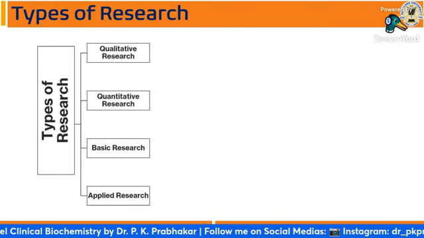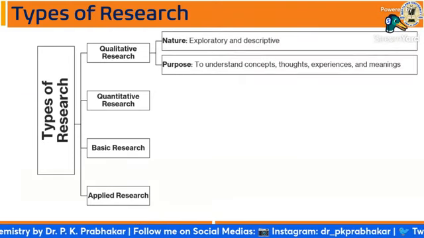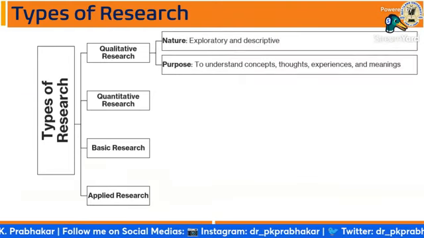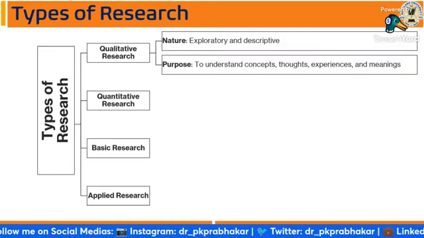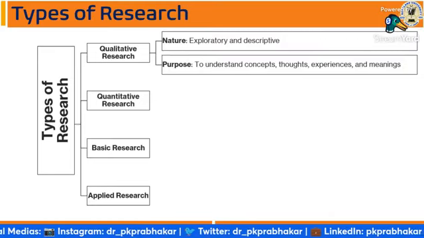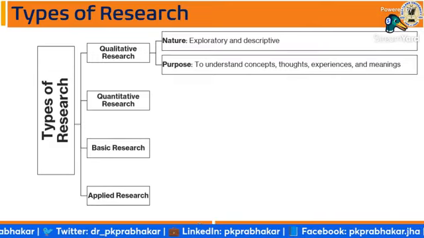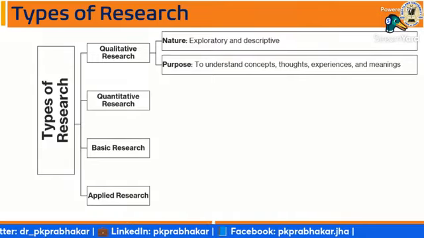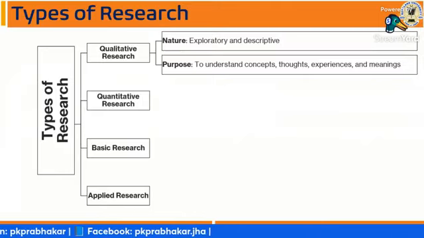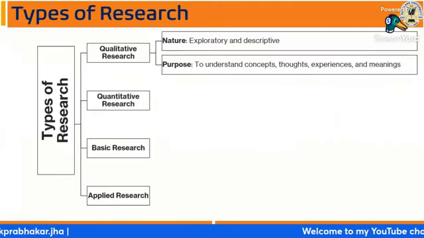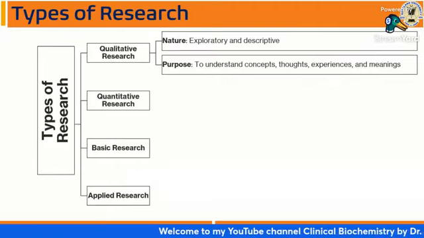If you see qualitative research, its nature is explanatory because it is based on quality. Its purpose is to understand concepts, thoughts, experiences, and meanings. The data involved is non-numerical, like interviews, observation, or open-ended surveys. The way we analyze qualitative data is thematic, narrative, or content analysis.